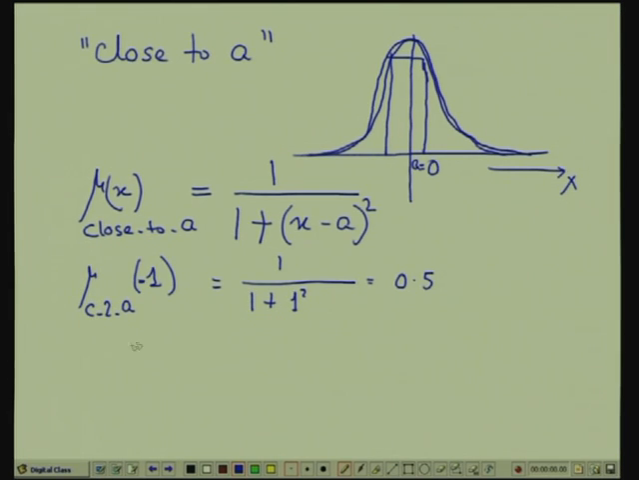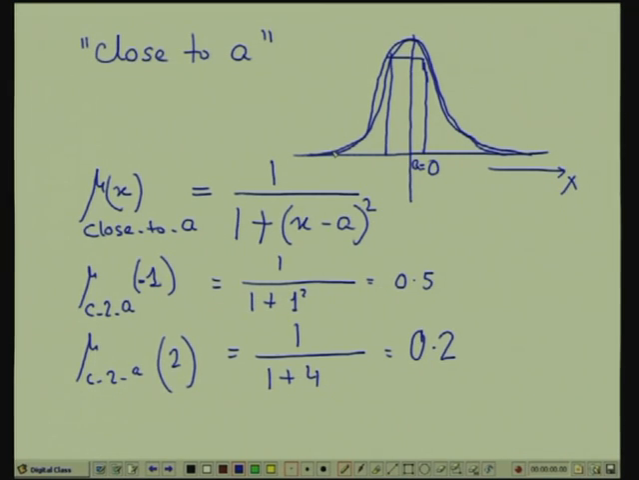Similarly, for close to A, 2 will be 1 by 1 plus 2 whole square, that is 4, that is 1 by 5, that is 0.2. So, quite sharply it is falling down. So, instead of storing all the possible values and their membership values as a table, we can decide on the nature of the curve and find an equivalent function which can be computed in the computer.